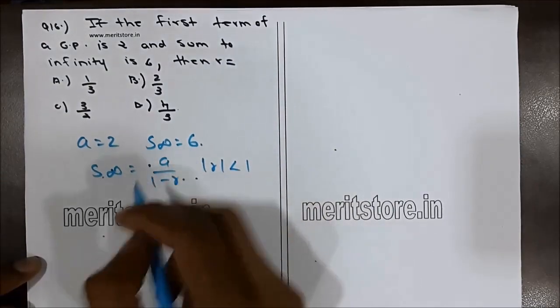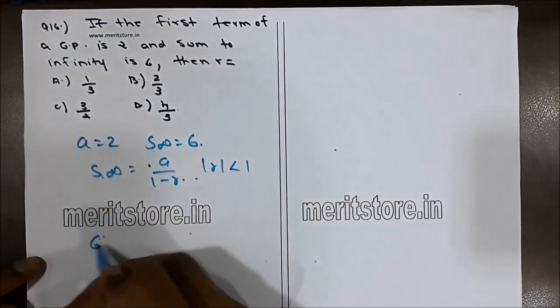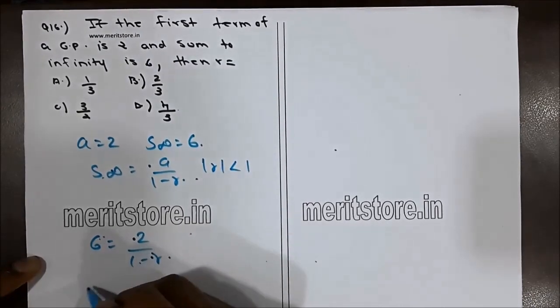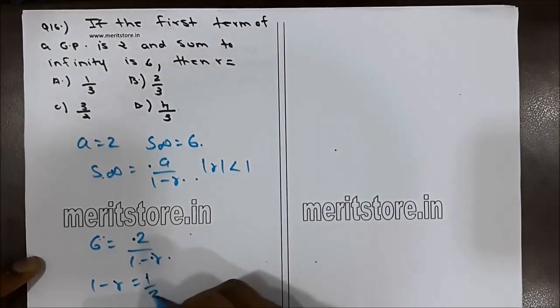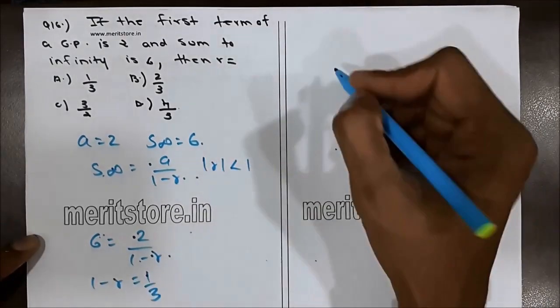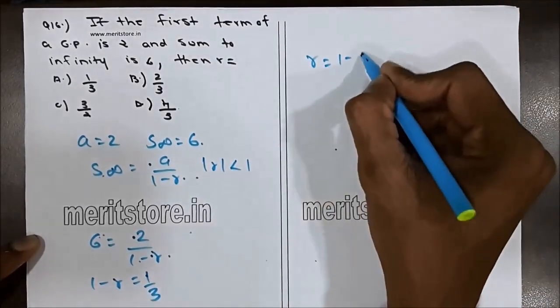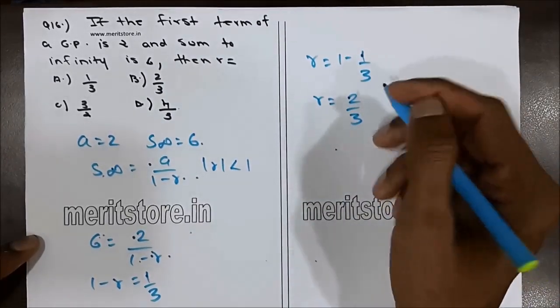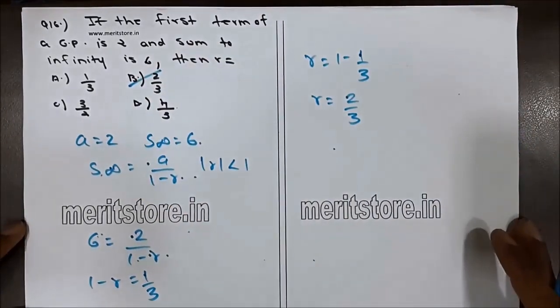Therefore we substitute the values, that is for S infinity we have 6 equal to 2 upon 1 minus r, we get 1 minus r is equal to 1 by 3. We solve this, we get r is equal to 1 minus 1 by 3, which is equal to 2 by 3, which is our option B. Therefore option B is the correct answer.